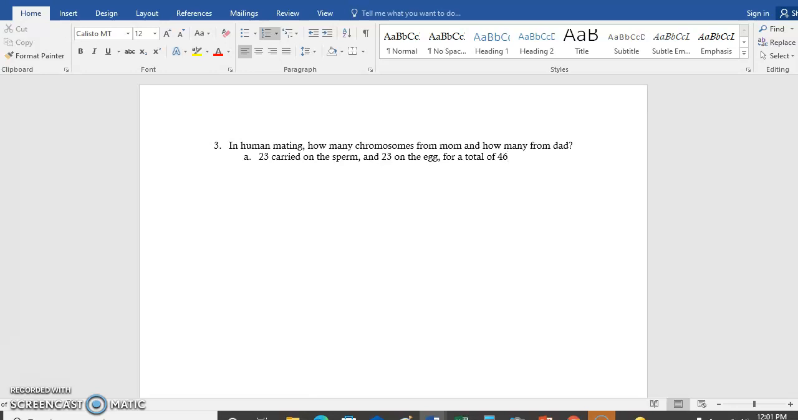Question 4 says, if two people mate, what percent of genes from mom and what percent from dad? So half from mom and half from dad. Very simple. And that makes sense, because we look a little bit like our mom and a little bit like our dad.